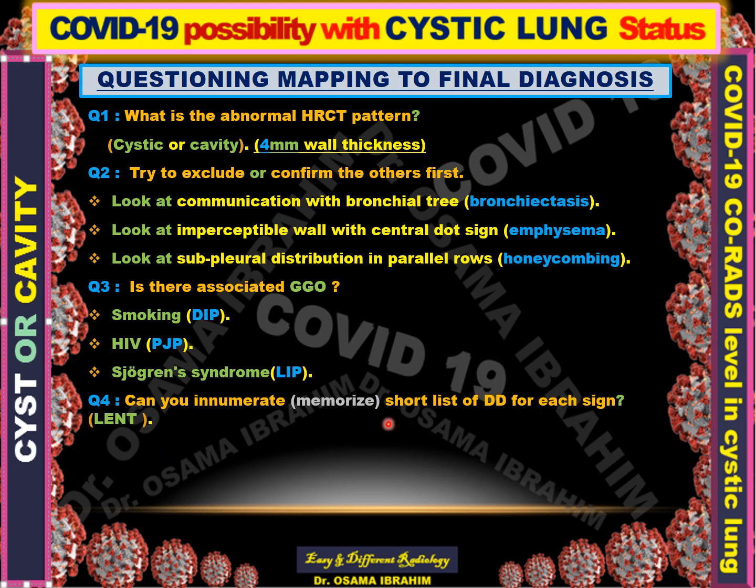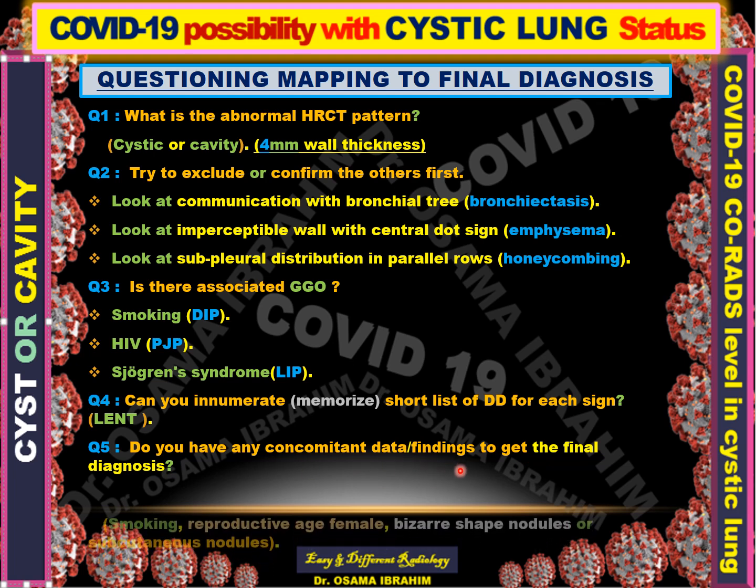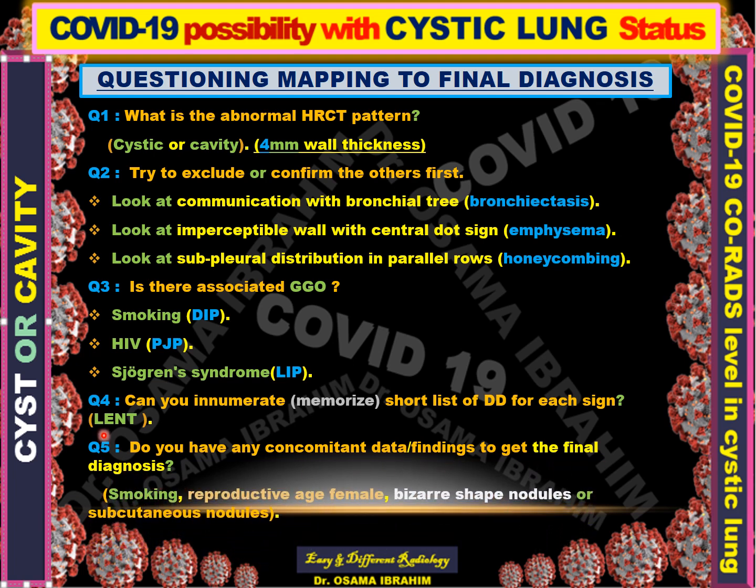The remaining diseases which can cause cysts can be remembered by the mnemonic LENT: lymphangioleiomyomatosis, eosinophilic granuloma or Langerhans cell histiocytosis, neurofibromatosis, tuberous sclerosis as a phakomatosis. NT are discriminated from the history of phakomatosis, and LE are discriminated from the history of the patient. So I need another concomitant finding or data from the patient: smoking, which occurs more with Langerhans cell histiocytosis; reproductive age females, more with lymphangioleiomyomatosis; bizarre shaped cysts, nodules and cavities occurring with Langerhans cell histiocytosis; subcutaneous nodules occurring with neurofibromatosis. So this is a questionnaire map to reach the final diagnosis from the 10 causes of the cystic pattern of the lung.